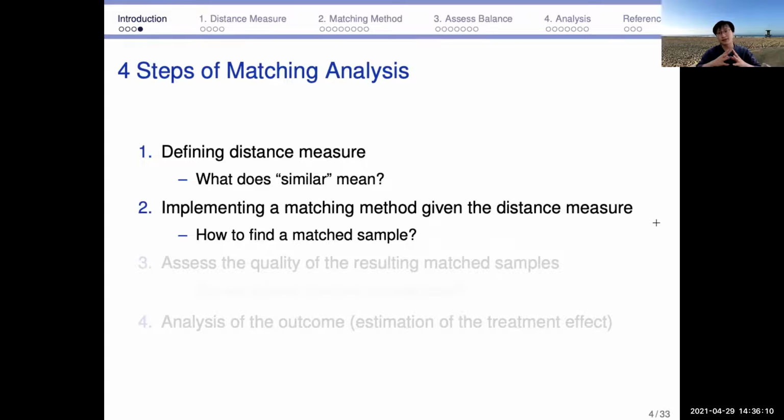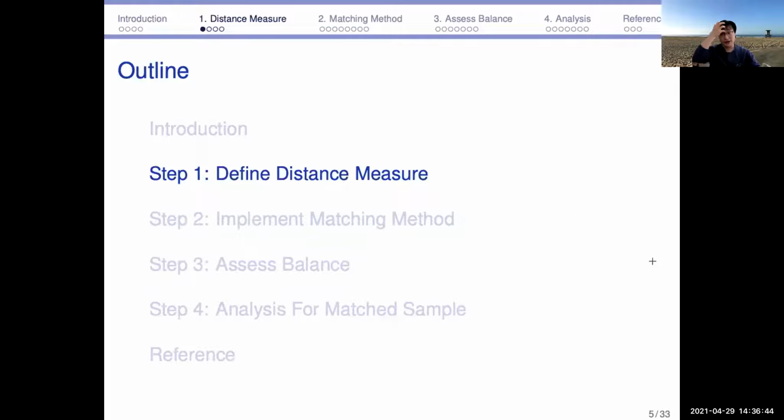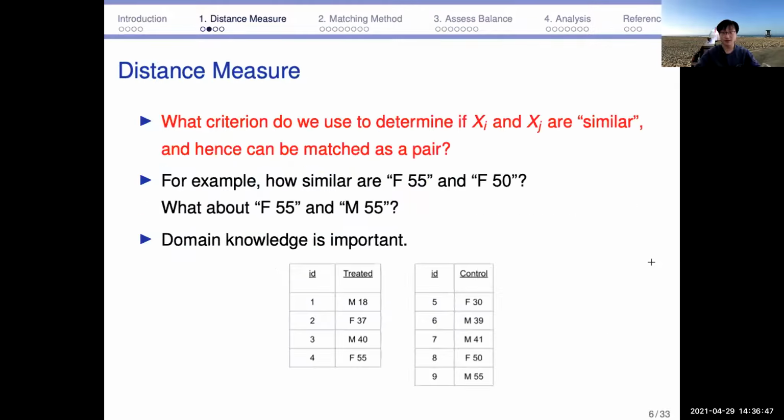So the second step is implementation of a particular matching method. So how do we find a matched sample? How do we describe an algorithm to find the matched sample given the particular distance measure? The third step is, after finding a matched sample, how do we assess the quality of the resulting matched samples? Do we achieve balance in covariates? And the final step is analysis of the outcome, or estimation of the treatment effect. So today we'll go through these steps one by one.